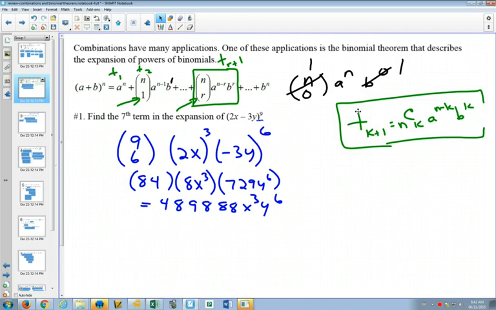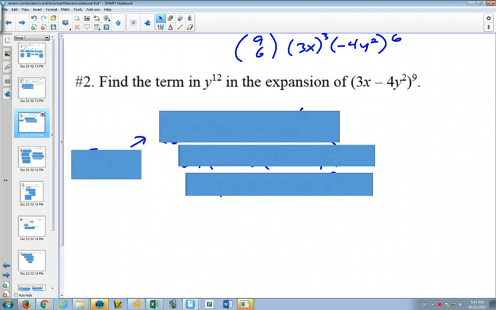So there's 2 more binomial theorem questions coming up on this page. We'll do the next one together as well, because this was another type of question that we had. Find the term with a y to the 12 in this expansion.